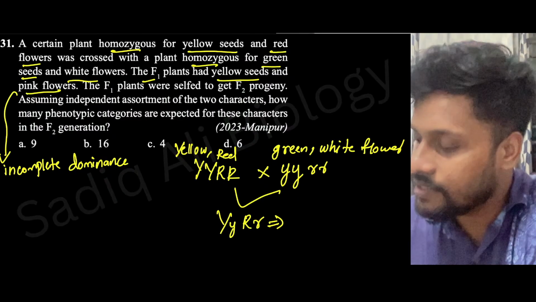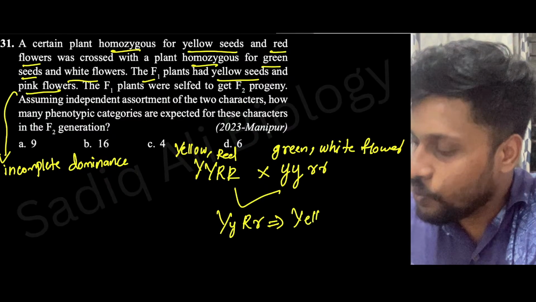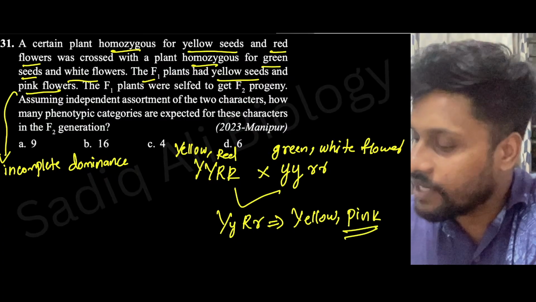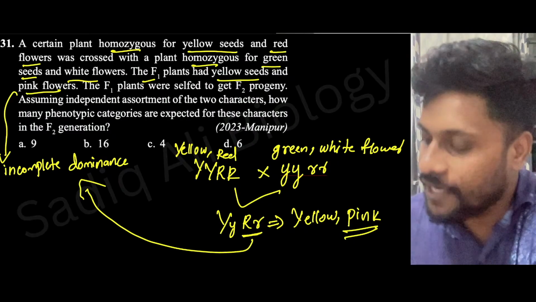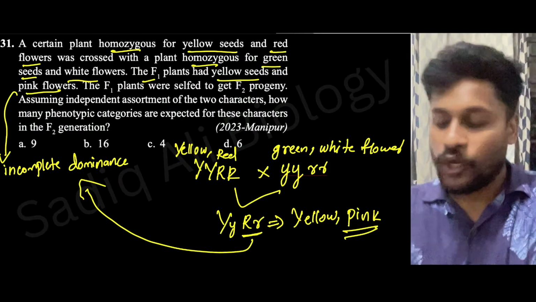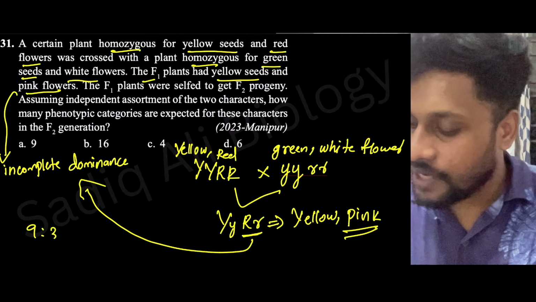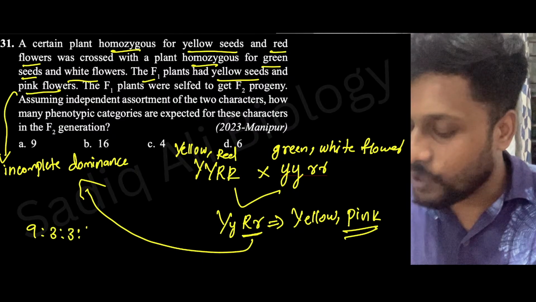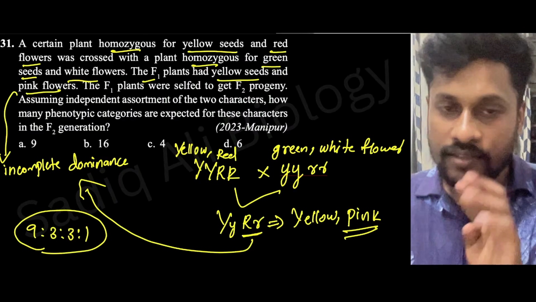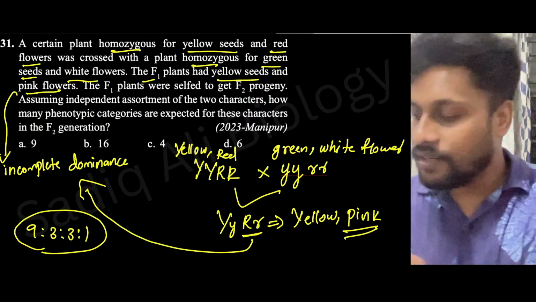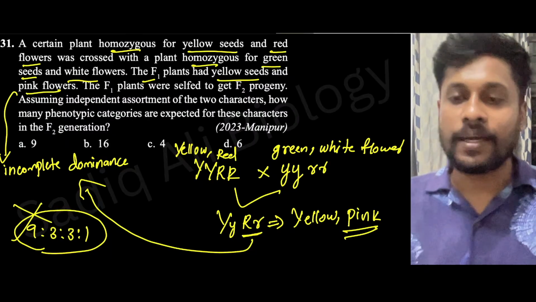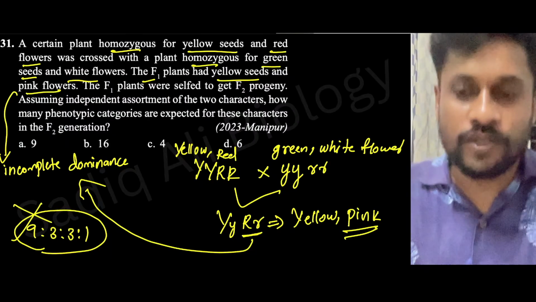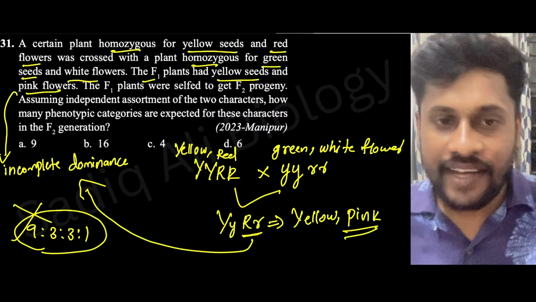What are the characters? Yellow, pink, which means here flower color shows what? This R gene shows incomplete dominance. So normally we will be getting 9:3:3:1, which means there will be 4 types. But here it is not applicable. Why? Because here there is incomplete dominance. So how to do this? That is the question, right?